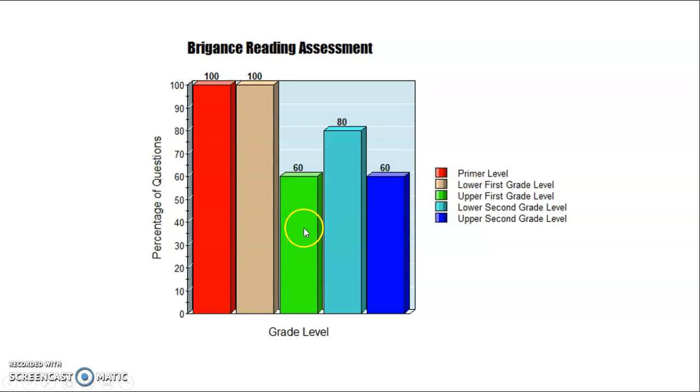But I knew he could perform at a higher level than this. I think he just had a minor error, so I moved on to the lower second grade level, and he was able to score an 80% there. And then we got to the upper second grade level, and I could tell that he was starting to struggle, and he got a 60%, so that's where we stopped at, which proves that he falls at a second grade reading level.